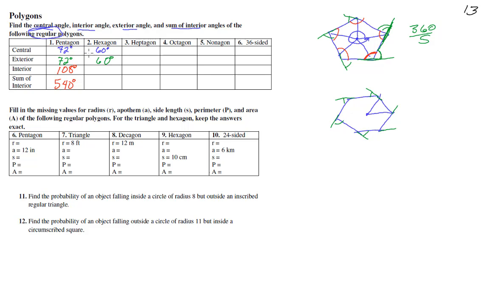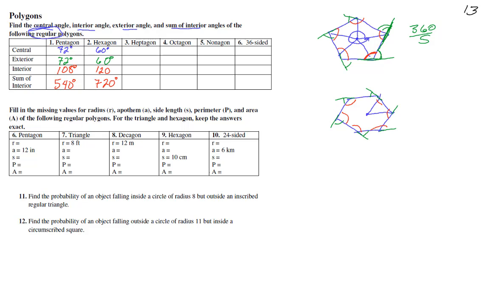So these will always be the same, the central and the exterior, for 2 different purposes. One, you're going around 360 in the center, and the other one around the outside. Now the interior angle, we're going to take 180, subtract the exterior angle. So we get 120. And when we add all of them up, we get 720 degrees. That's a total of the interior angles in here.